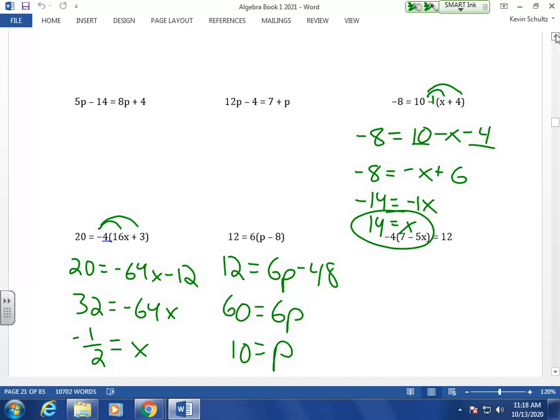And the last one in this row, distribute -4. So we get -28 plus 20x equals 12. Check those signs. Negative 28, positive 20x. Add 28 to both sides. We get 20x equals 40. Divide both sides by 20, and our variable is 2.